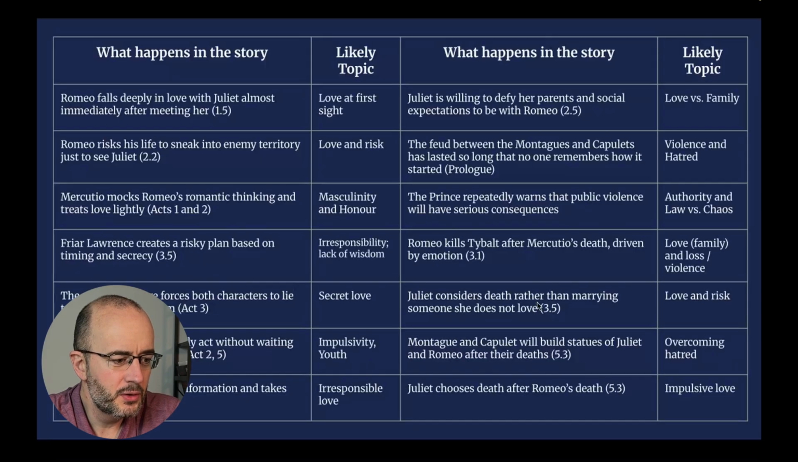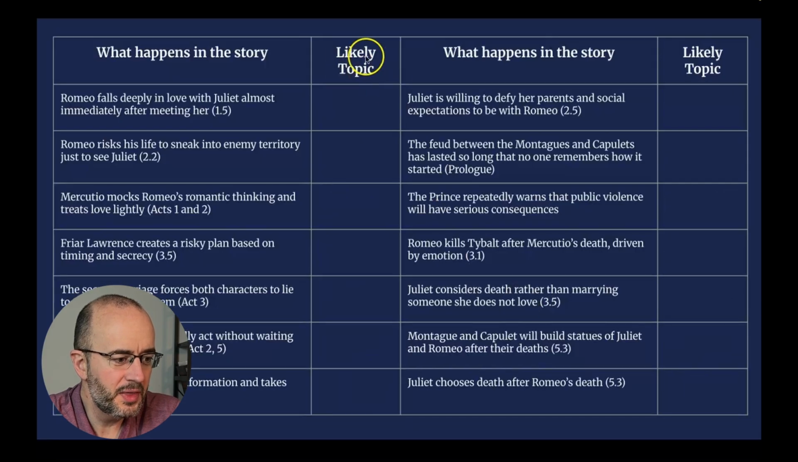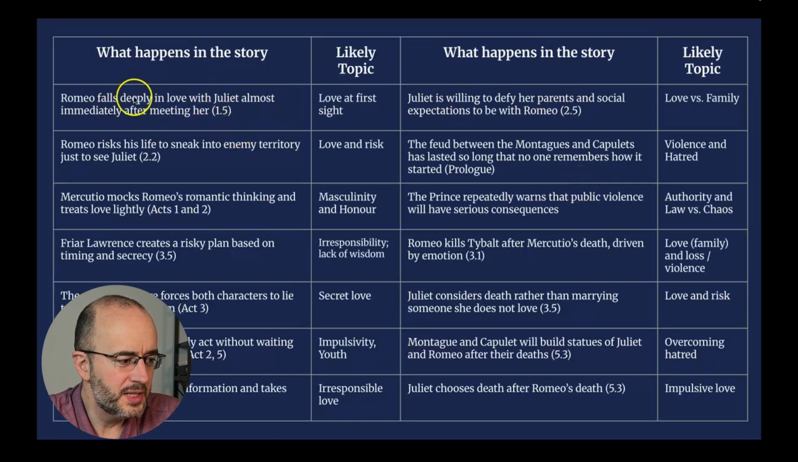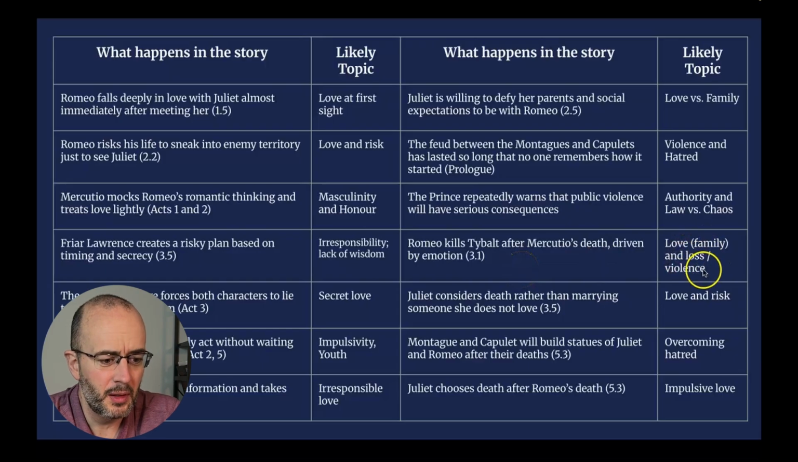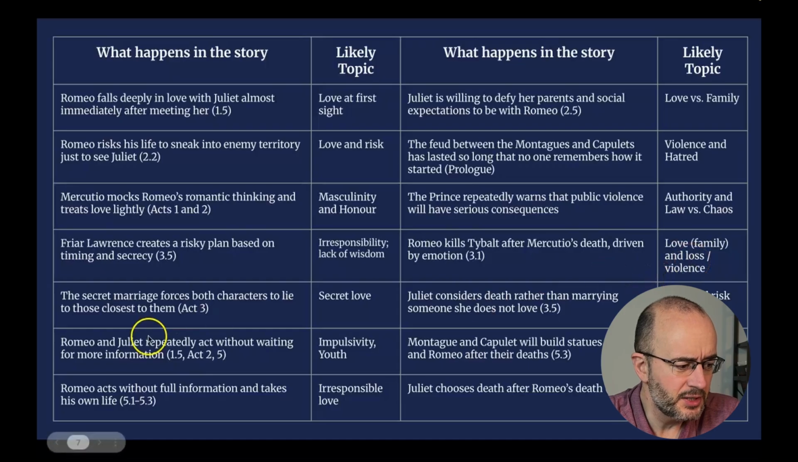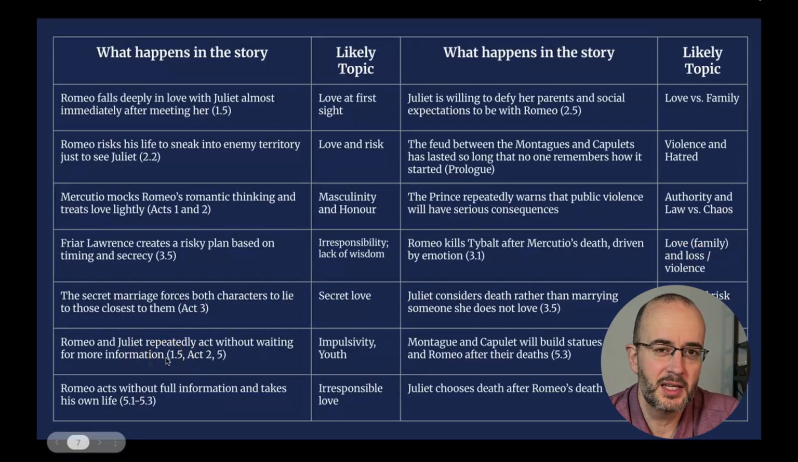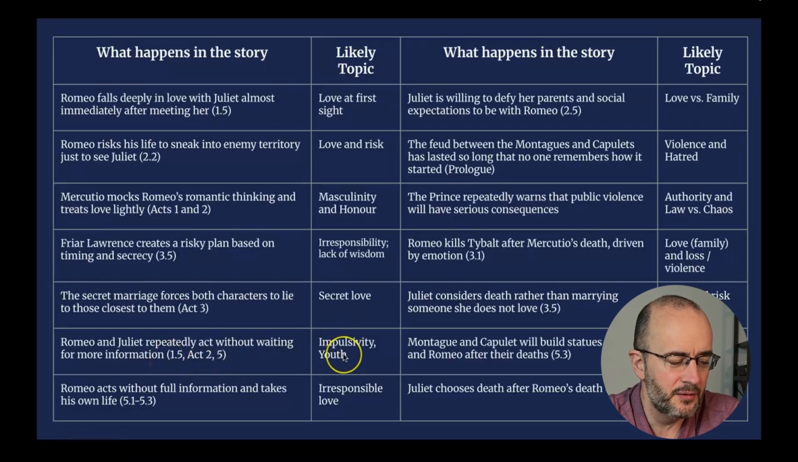But what I'm going to do is actually figure out what these likely topics are. So I'm going to go through point by point and jot down some notes. What are a likely topic? For example, again, that Romeo falling deeply in love seems to be about love at first sight. The Romeo killing Tybalt after Mercutio's death seems to be a little bit about love and family and loss and violence as well. Potentially Romeo and Juliet repeatedly acting without waiting for more information. Just like young kids, they're impulsive and very, very youthful.